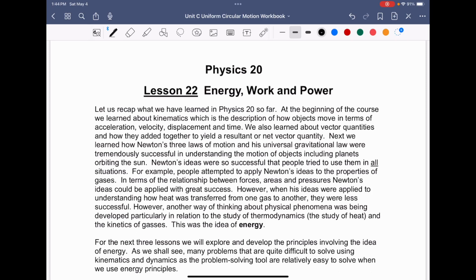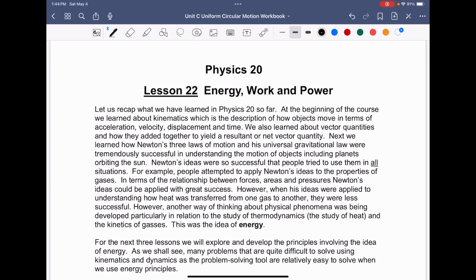All right, so now we move on to lesson 22, which is energy, work, and power. What this is, it's taking our kinematics approach and our dynamics approach and putting them together in this idea in which we talk about how energy is represented and how that energy can then be changed to give us work, and then how the work can be done over a certain period of time to give us power.